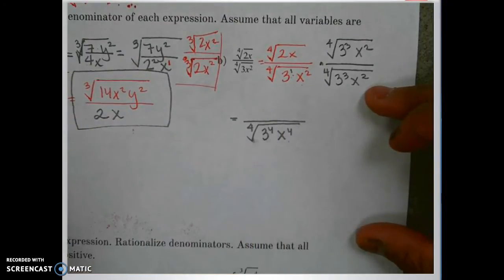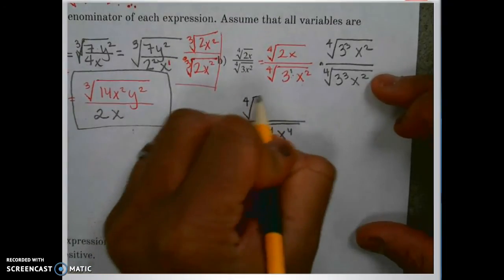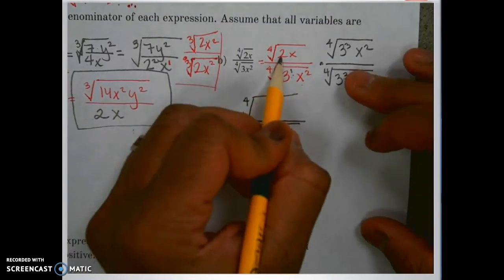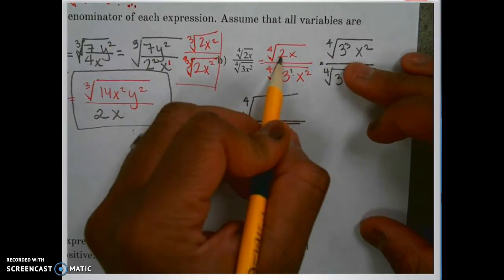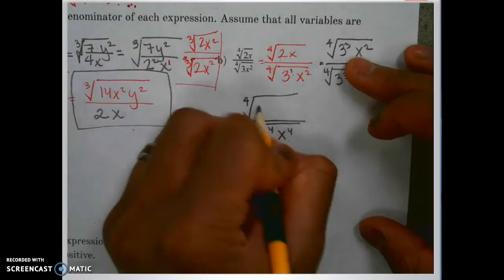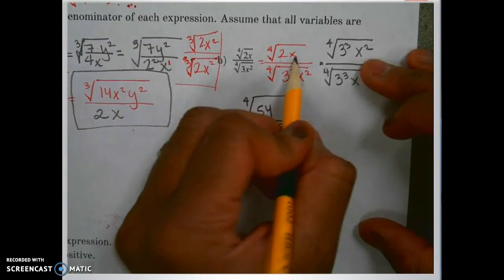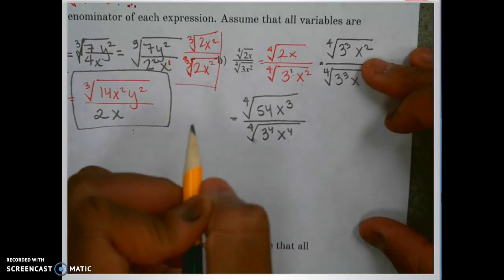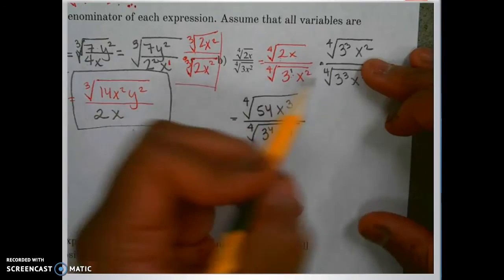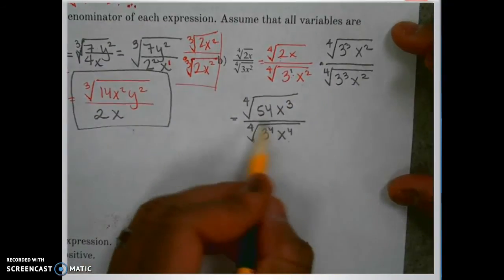My new numerator is the fourth root of 2 times 3 to the third power. 3 to the third power is 27. 27 times 2 is 54. I won't be mad if you check me on your calculator. And then x times x squared is x to the third power. Any perfect fourths? None right here at all.